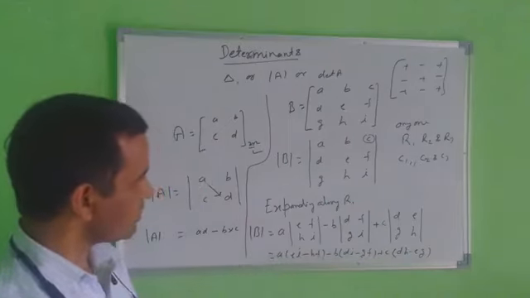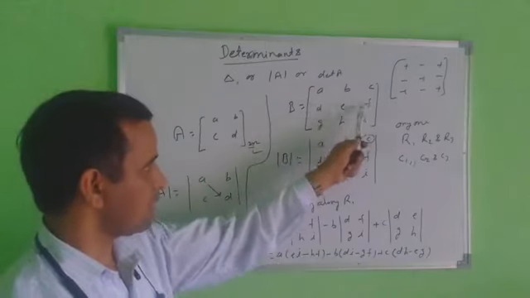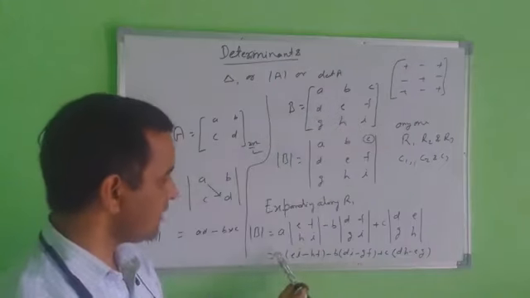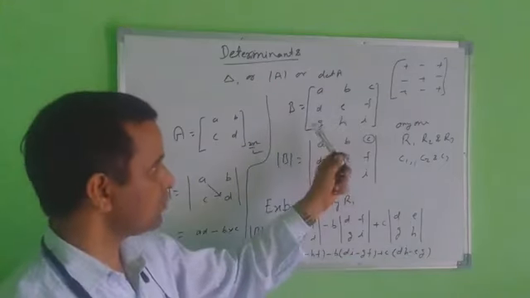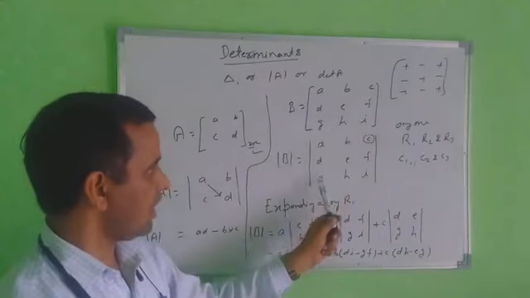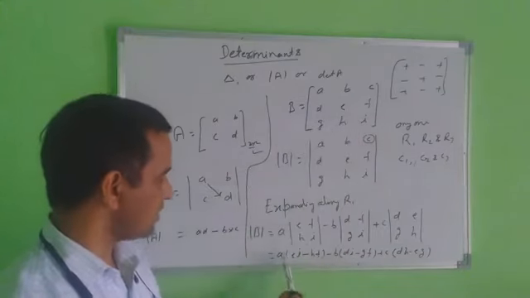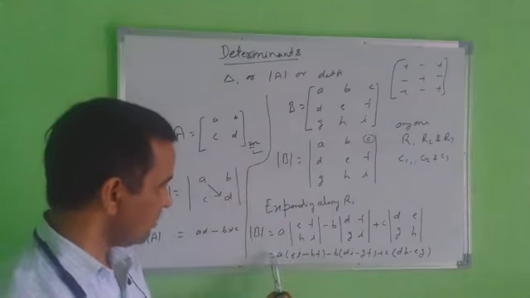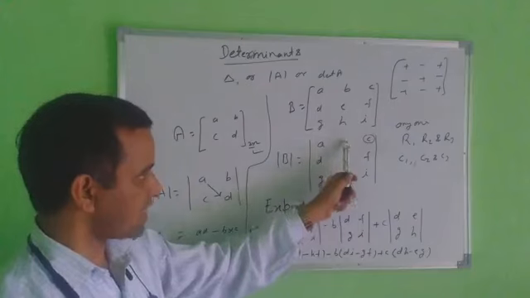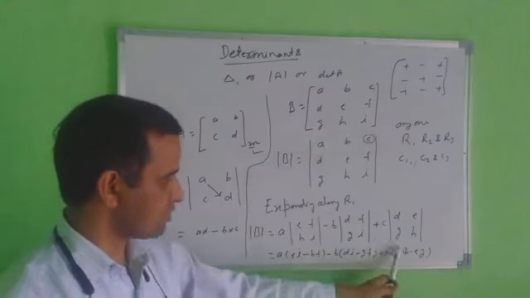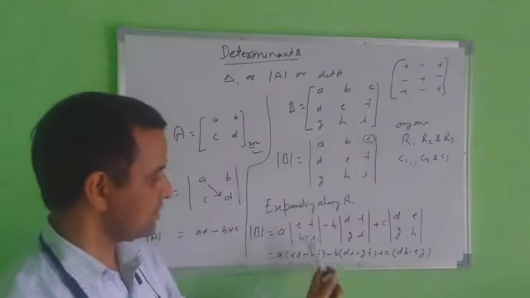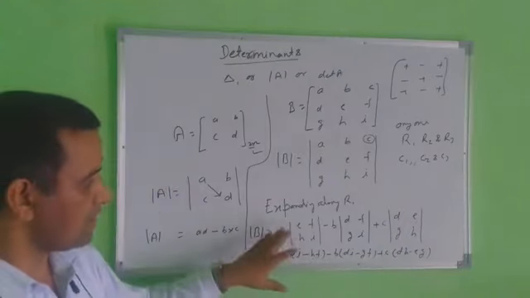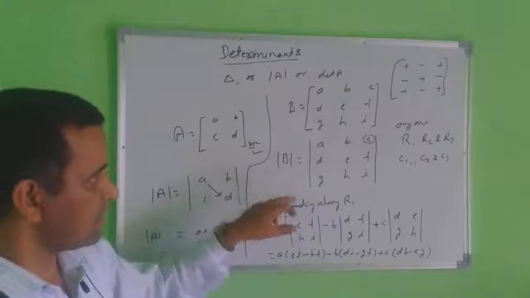According to this way, suppose you expand along R2, you write it out in the same way and you will get the same answer. Suppose you expand along R3, you will get the same answer. Suppose you expand along C1, you will get the same answer. Suppose you expand along C2, or C3, you will get the same answer. So whichever one you expand along, you will get the value of the determinant.